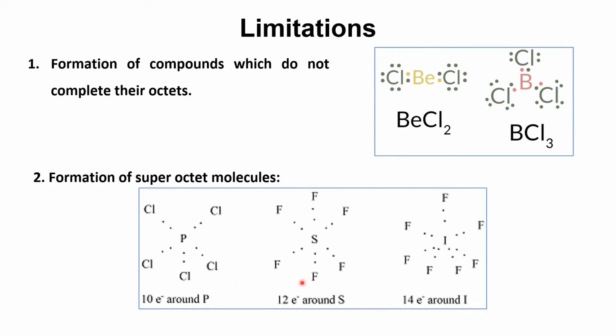Similar is the case with SF6. In SF6, there are 12 electrons around sulfur, and in IF7, there are 14 electrons around iodine. So all these molecules are called superoctet molecules.